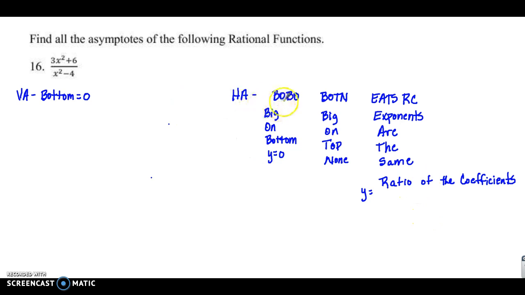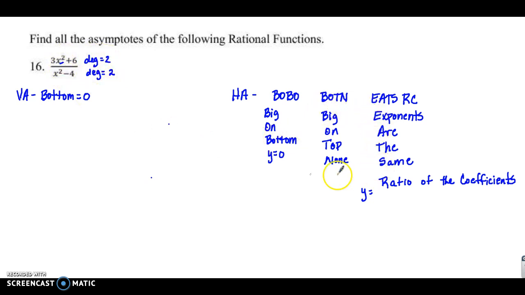And what we're looking at when we're comparing these, whether it's big on bottom or big on top, we're looking at the degree of the polynomial, which, remember, we look at the exponent that's the largest, which in this case, the top exponent is a 2. The largest exponent on the top is a 2, so the degree would be a 2. The degree on the bottom, its largest exponent is also a 2, so its degree would also be a 2. So do you see that the degrees are the same, meaning the exponents are the same?